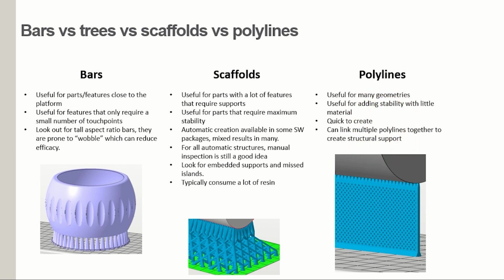Polylines are a type of grid wall that can be formed in straight lines, on angles, or around curves. These supports are stable and work well for supporting features far off the platform. Combine polylines to create a rigid structure that can support robust prints. They can be created quickly with many or few anchor points.